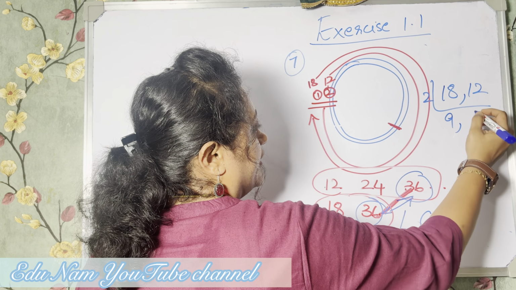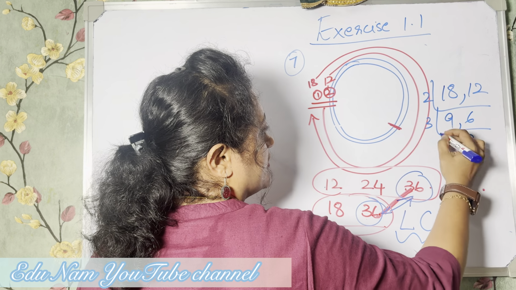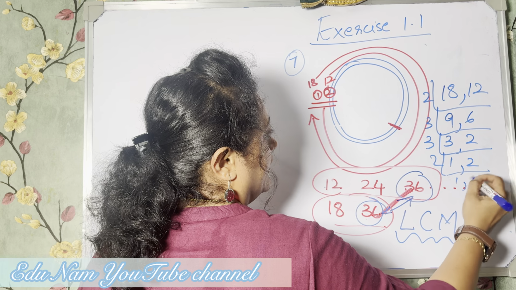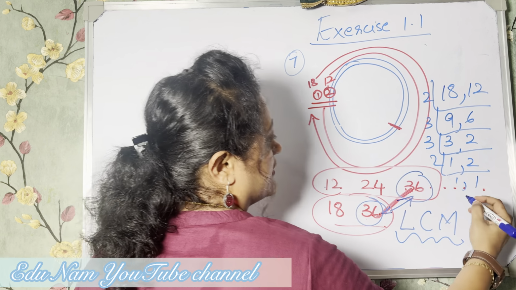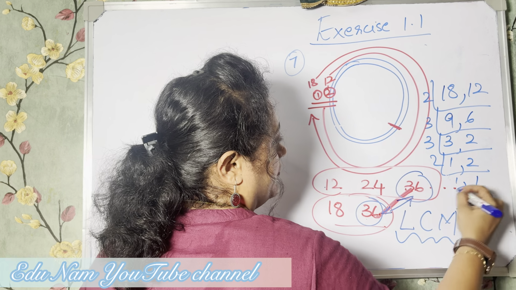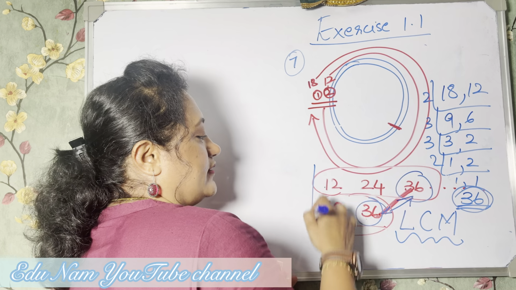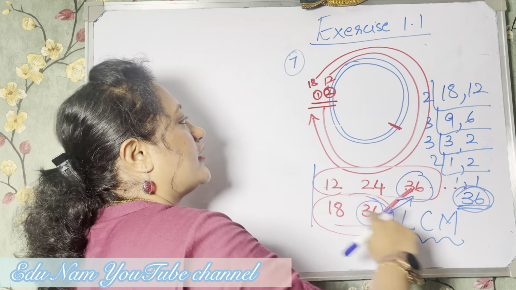I will just show you how to do it. 2 nines are 18, 2 6s are 12, 3 threes are 9, 3 twos are 6, then again 3 ones are 3 and 2, and 2 will be left. So 2 threes are 6, 6 threes are 18, 18 twos are 36. By the traditional method we got 36 to be the LCM of 12 and 18. Same way, in this method also we got 36. So after 36 minutes both of them are going to meet.